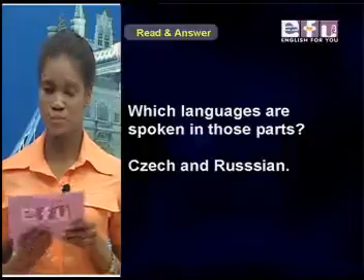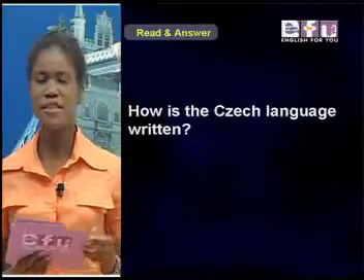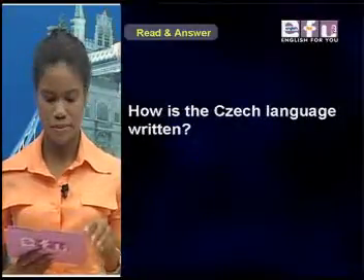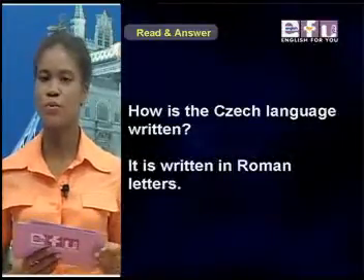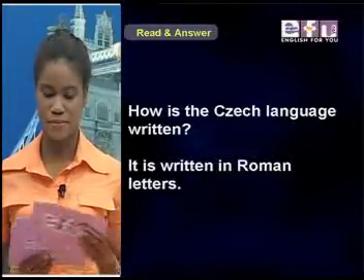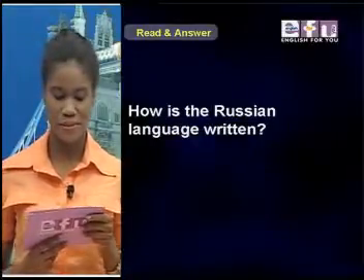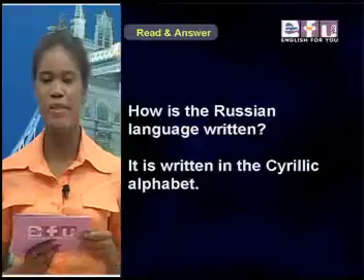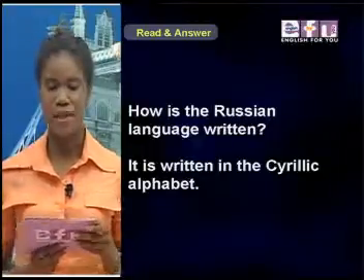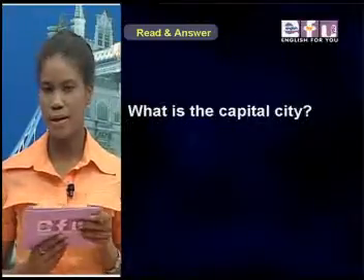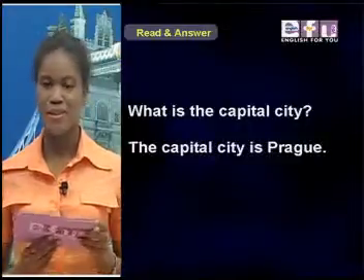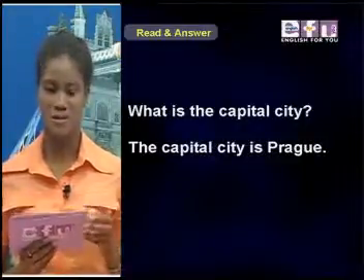Which languages are spoken in those parts? Czech and Russian. How is the Czech language written? It is written in Roman letters. How is the Russian language written? It is written in the Cyrillic alphabet. What is the capital city? The capital city is Prague.